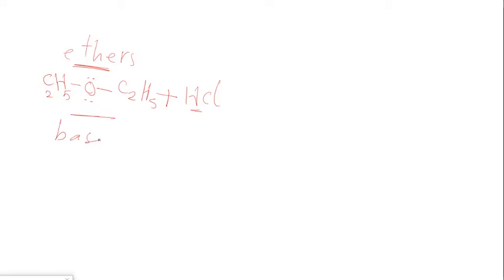Now the ethers and the ketones. If I have dimethyl ether, something like that, it will have this oxygen with two lone pairs, with C2H5 plus HCl. So I'm just looking at ethers in the presence of acid. It will be acting as a base, of course, because it's a strong acid. It kind of forces the ether to act as a base.